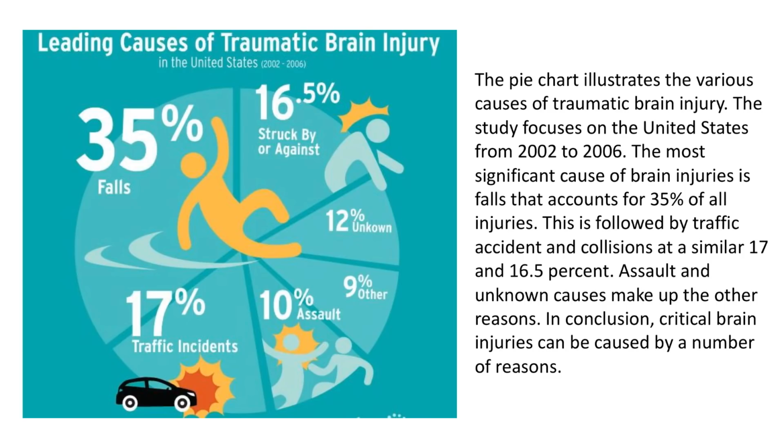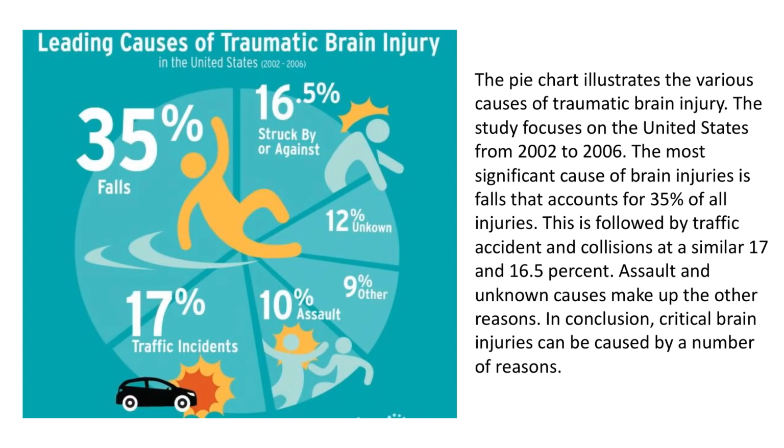In a pie chart or in any other kind of graph, you should start with the most significant point. So in this case, you should start with the biggest pie, and that is 35%, which is falls. So that was our first sentence. And after that, you go with the next couple of highest ones. So you usually say this is followed by. So don't say the other is accident, traffic accident and collisions.